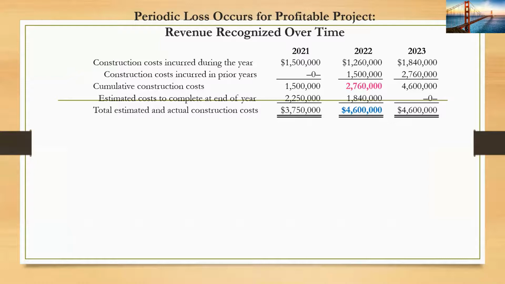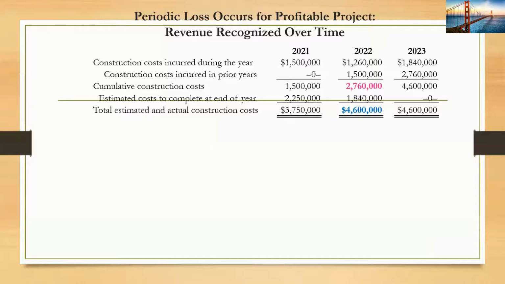Now, you can determine the loss in precisely the same way you determine the profit in profitable years. So at the end of 2021, you see that 40% of the project is complete. That's the $1.5 million divided by $3,750,000. Now, revenue of $2 million less the cost of construction of $1.5 million equals the gross profit of $500,000, which is recognized in 2021.